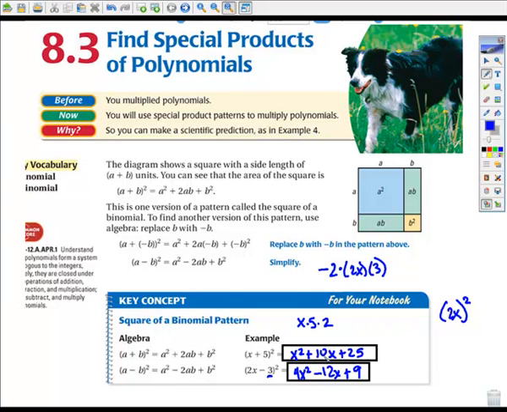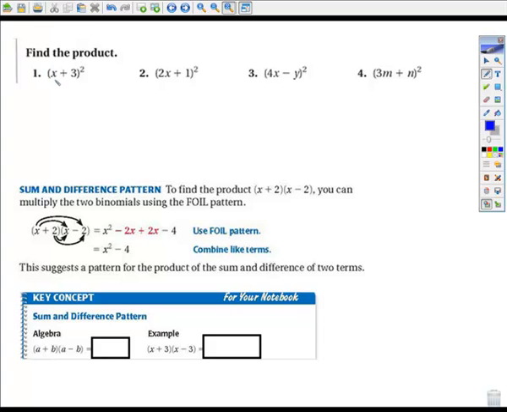So this is a shortcut. If I do this one, x plus 3, the quantity squared, is going to be x squared. X times 3 is 3x, times 2 is 6x, 3 squared is 9. So this is kind of nice. You don't really have to show any work. 2x, the quantity squared, is 4x squared. 2x times 1 is 2x, times 2 is 4x, and 1 squared is 1.